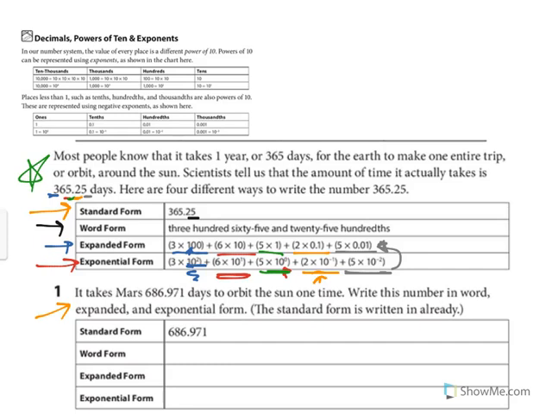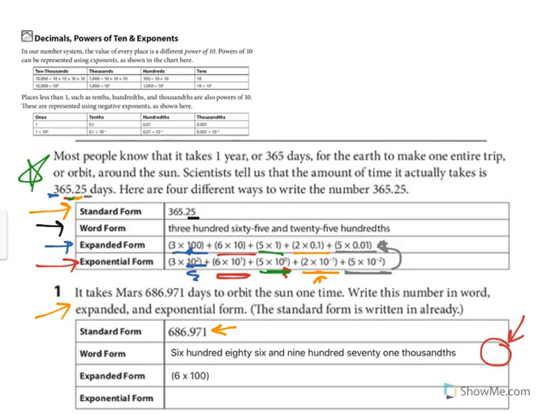The standard form is already written. We remember the standard form is just the number itself. So now in word form, we would write this as 686 and 971 thousandths, okay? Using the place value to make sure that we know how to label and name it. Being very careful with those THs at the end of decimal numbers, okay?